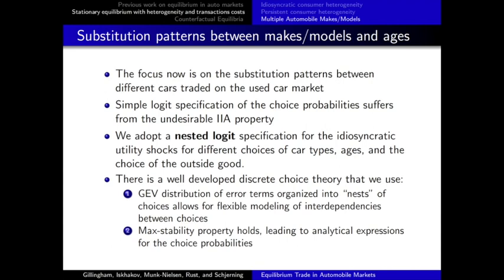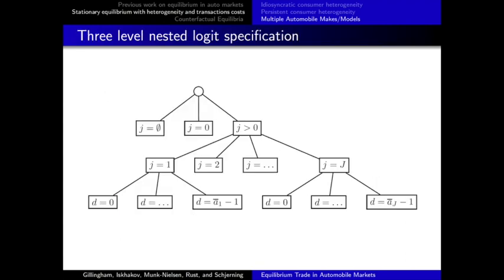So we adopt that specification and we get something that looks very much like this tree here, okay? And we get choice probabilities that have to be recursively calculated, like you would do in a nested logit, but otherwise they're all closed forms for choice probabilities and expected value functions. So very neat. Everything holds with differentiability and smoothness and the price vector, everything is very similar to before. Okay, so it's really just an application of what we've just seen.